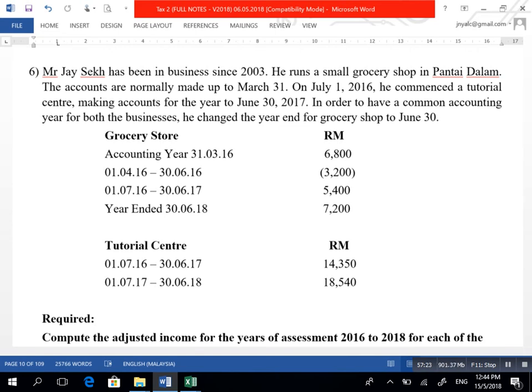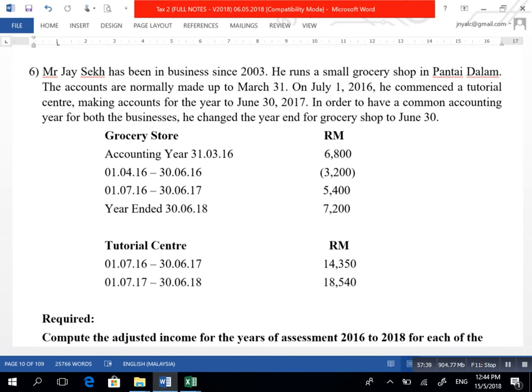Now, without looking at the new business, right? We will concentrate on the old business first. The old business, the existing business is actually the grocery store, yeah. So this company normally close on March, but subsequently they change. They close in June. Okay.